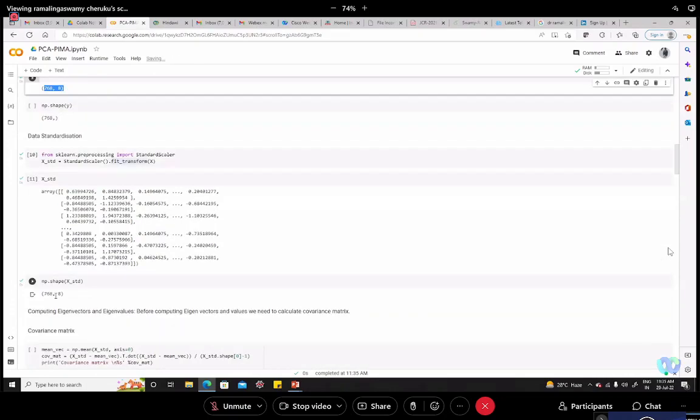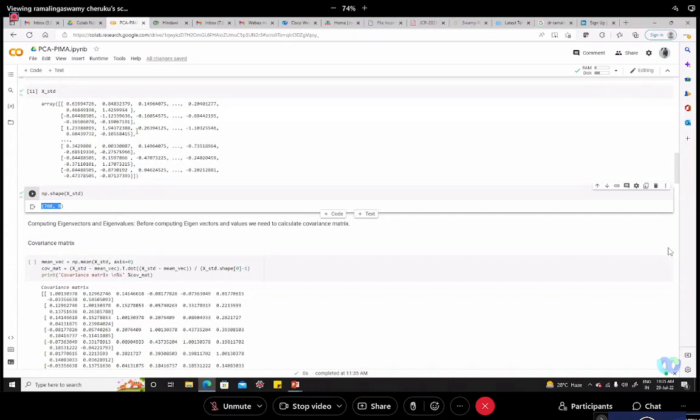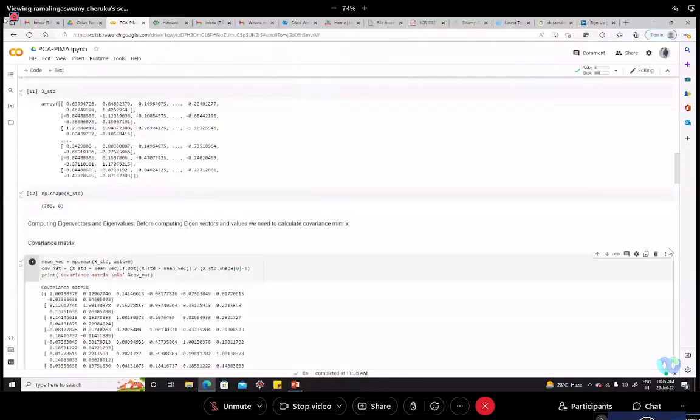Now the next step is, once you transform and normalize the data, you have to create the covariance matrix. In NumPy, you already have an inbuilt library function for creating the covariance matrix. By using this function, I am calculating the covariance_my_mat. This will store my covariance matrix, and this is my covariance matrix.